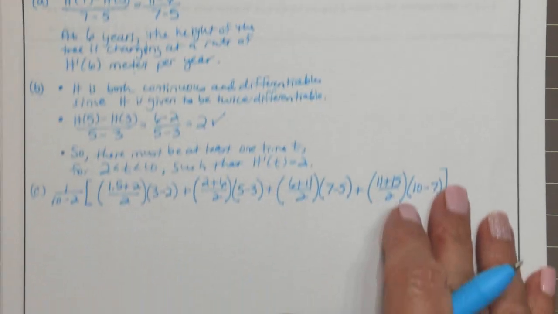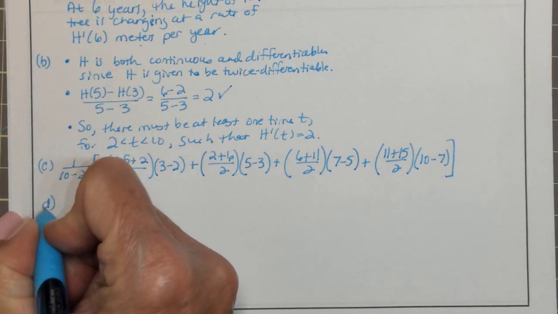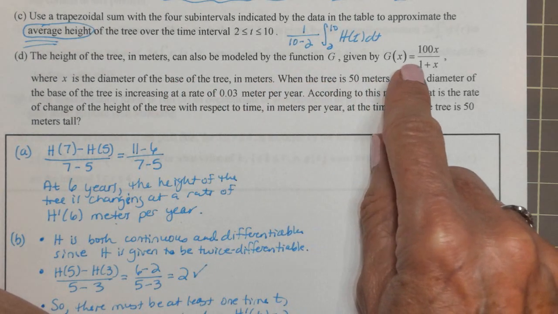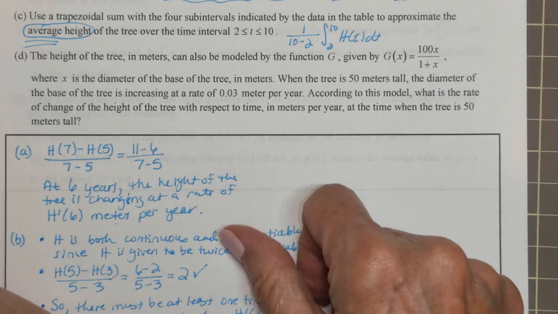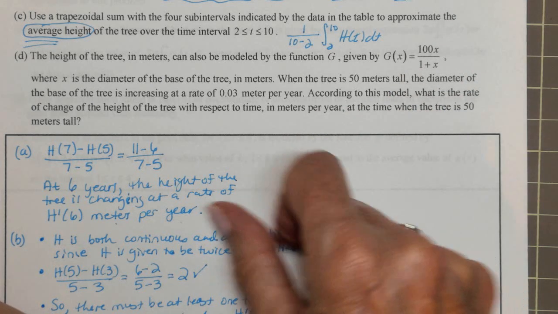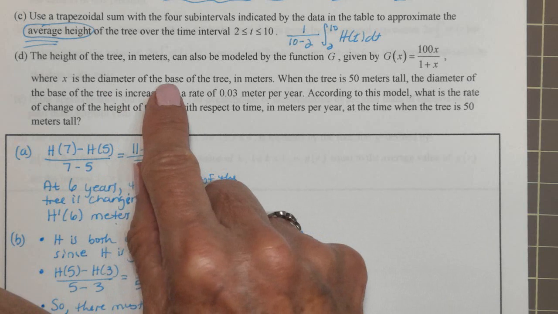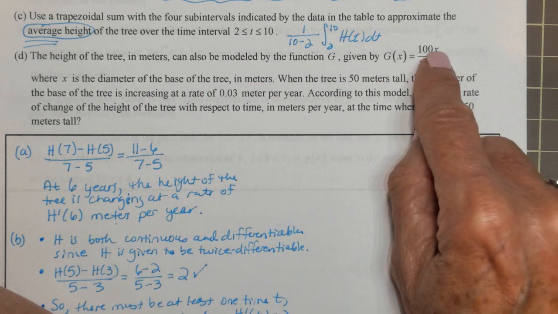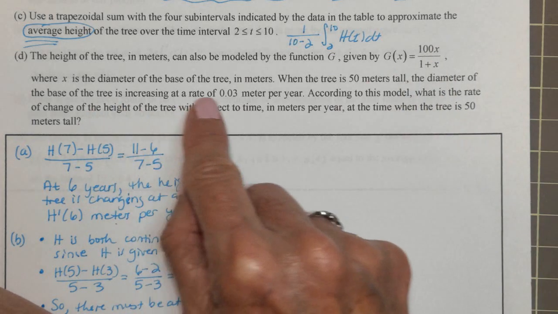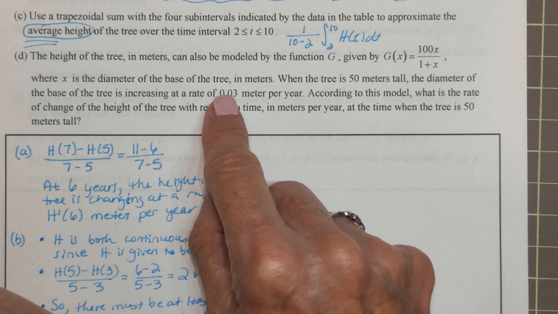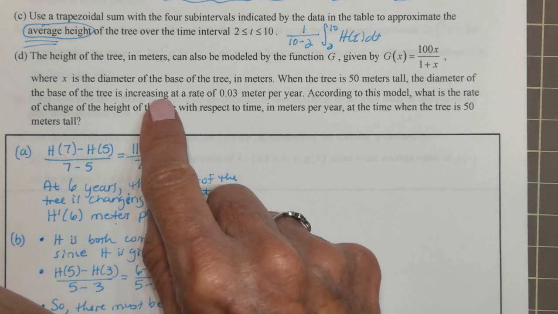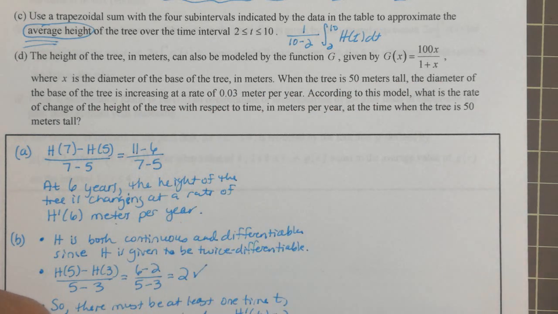Okay. Part D. Okay, the height of the tree in meters can also be modeled by G. So this is that other function that they're throwing at me. Okay? Where x is the diameter of the base of the tree in meters. So G is also the height, but it is in terms of x, the diameter of the base of the tree. When the tree is 50 meters tall, the diameter of the base is increasing at a rate of 0.03.